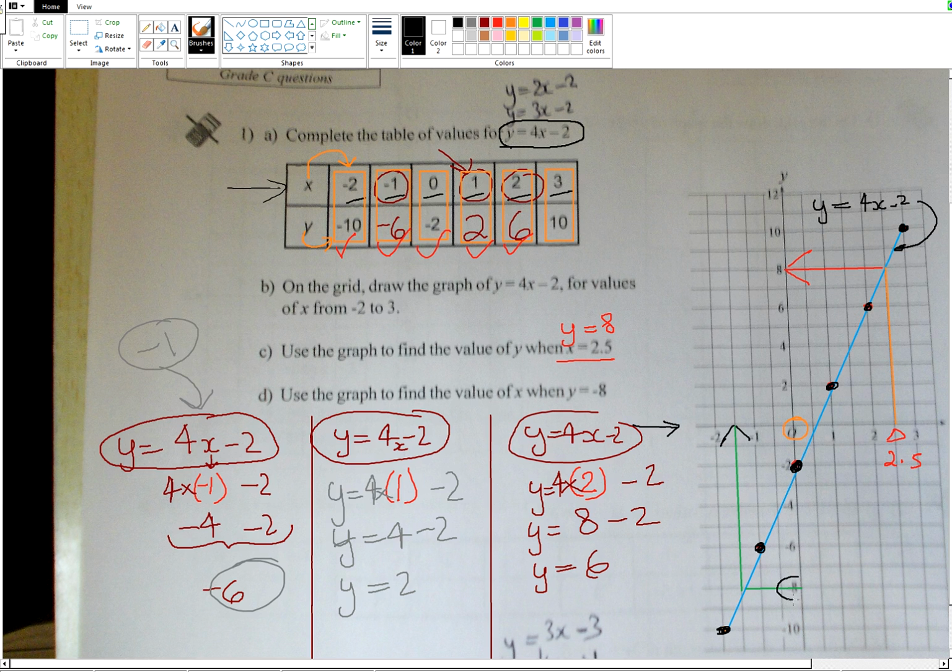So we're starting from y equals minus 8 over here. And we're going across, hitting the graph, and then going up. So that gives you an x value of minus 1.5. Is that right? Yeah. And that's the end of that particular question.